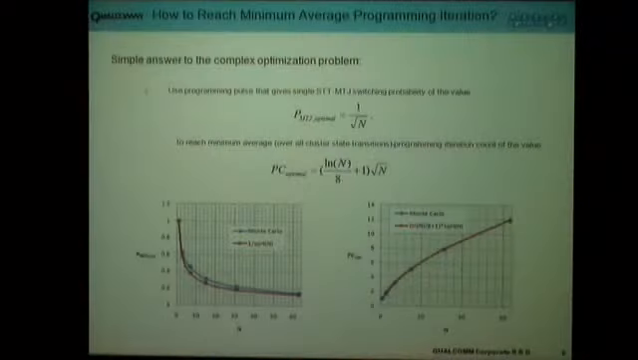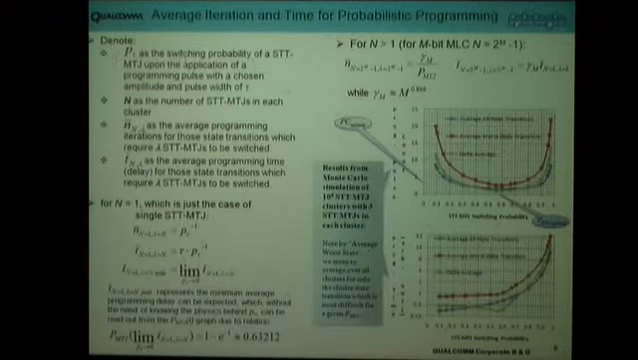If we go to these slides, to minimize the programming time, you actually want to use as small as possible. It sounds a little bit paradoxical, but the fact is that the smaller it is, the less likely you're going to overprogram. Because a lot of times, the cell has switched, but you still continue to apply your programming pulse, which consumes more power and time.